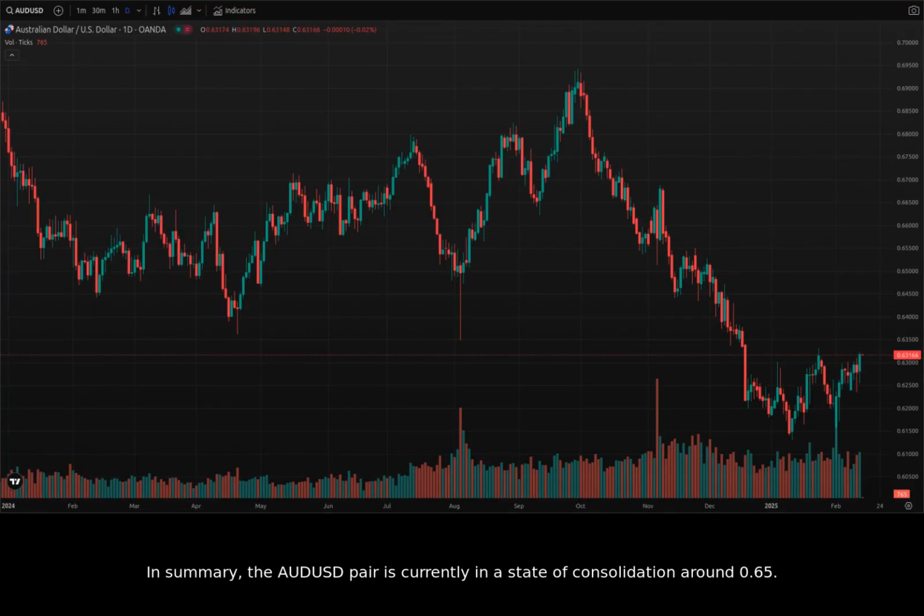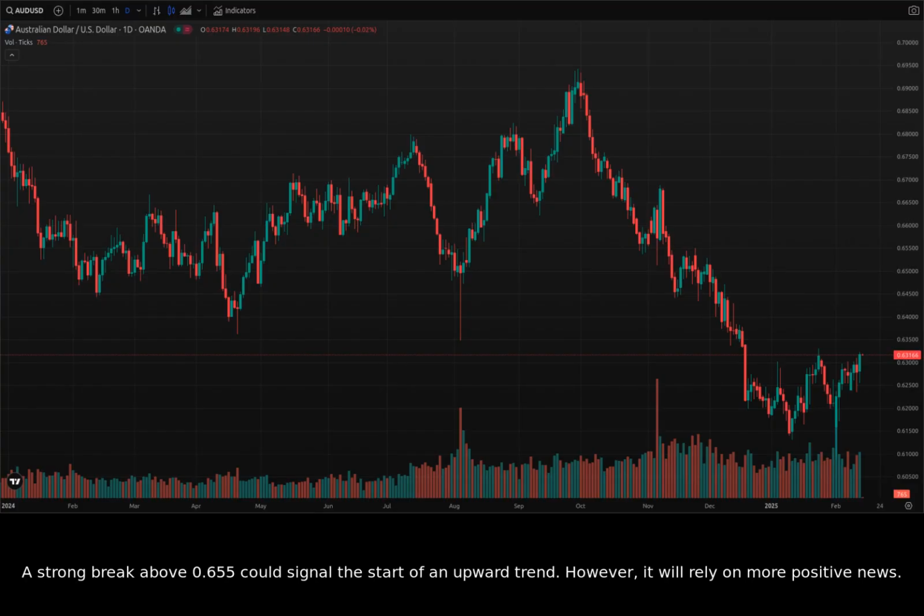In summary, the AUDUSD pair is currently in a state of consolidation around 0.65. Support levels appear around 0.645 and resistance levels around 0.655. A strong break above 0.655 could signal the start of an upward trend. However, it will rely on more positive news. A decisive break below 0.645 could push the price downward, and it will rely on increased trade tensions.